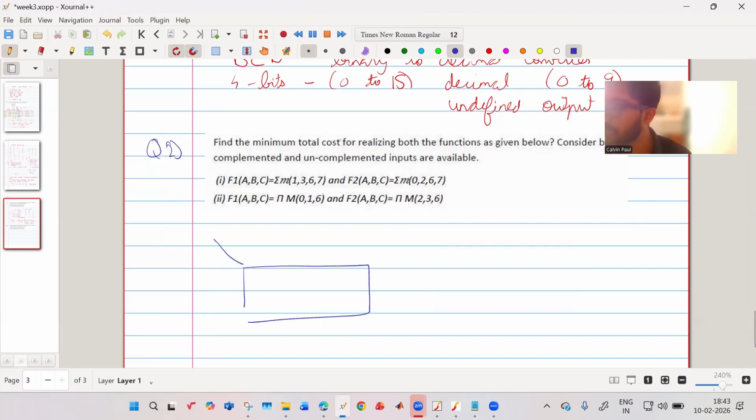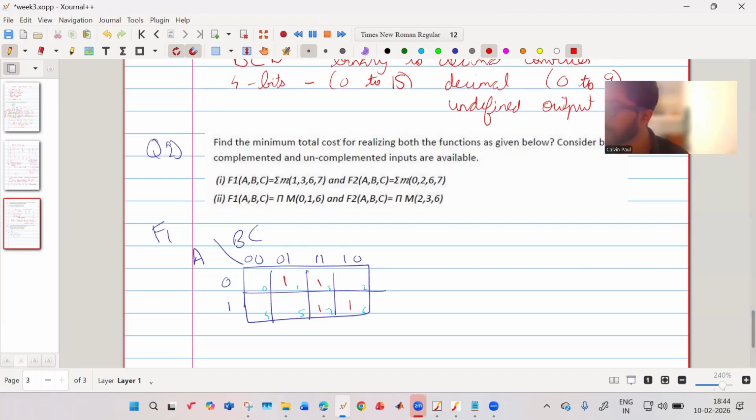So we have F1, that is A and B, C. So this is 0, 0, 0, 1, 1, 1, 1, 0, 0 and 1. So what is this? This is your 0, 1, 2, 3, 4, 5, 6, 7. 1 means what? So this is 1, 3 over here, 6 over here, and 7 over here.